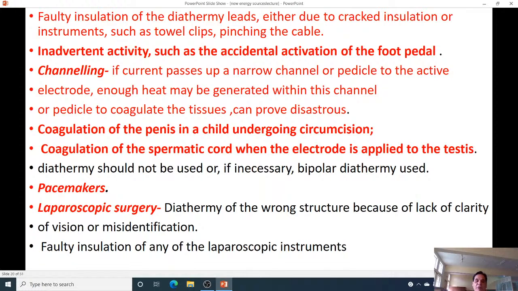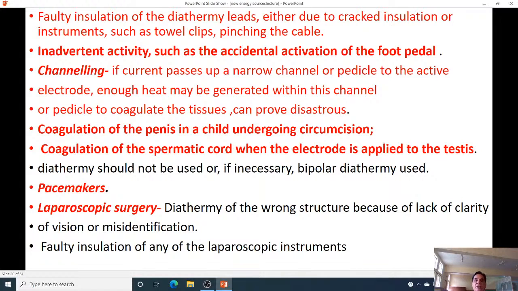Another insulation problem: inadvertently, without intention, the cautery is lying there and the foot pedal is activated. This is the unfortunate part, but it does happen. That is why there is a principle. Always remember, the cautery machine and foot pedal must be operated by the same person. So this inadvertent activation will not occur.